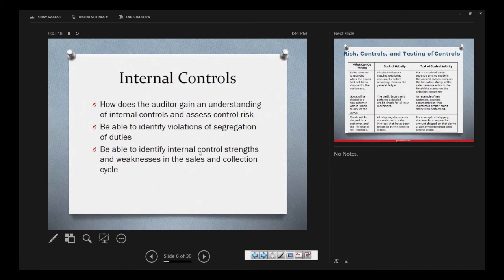Internal controls, things that I'm looking at: how does the auditor gain an understanding of internal controls as it pertains to the revenue and expenditure cycle, and that's just overall understanding the key functions in those cycles, and so thinking through what should occur in the credit approval process, right? The granted credit. Be able to identify violations in segregation of duties for those cycles. Be able to identify internal control strengths and weaknesses in the various cycles.